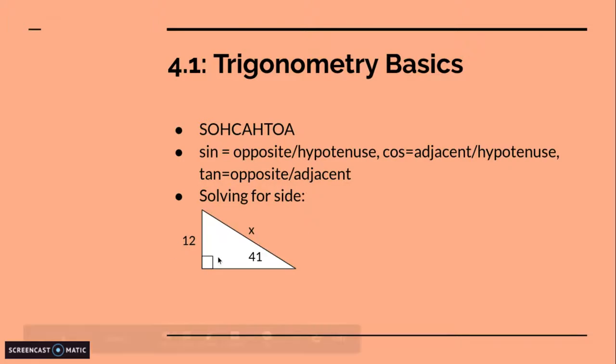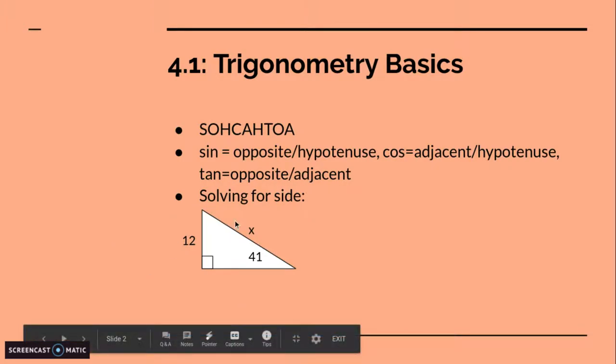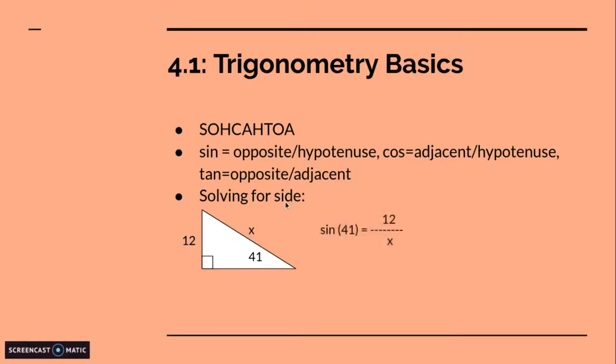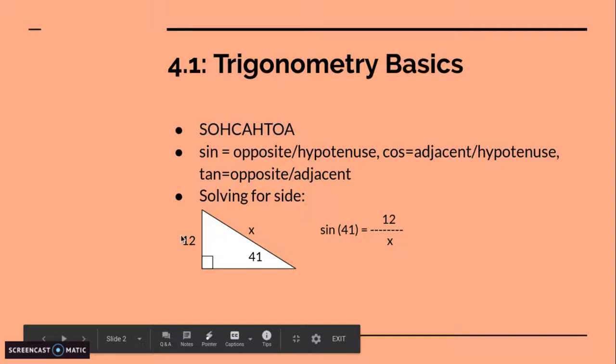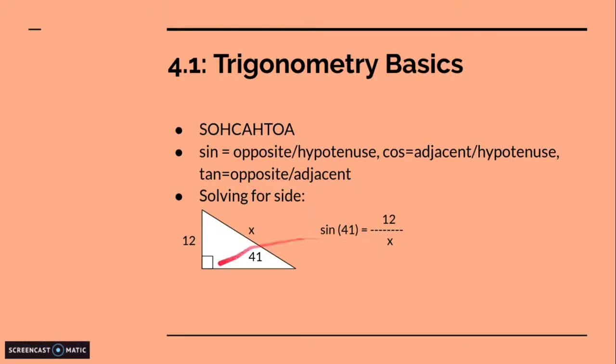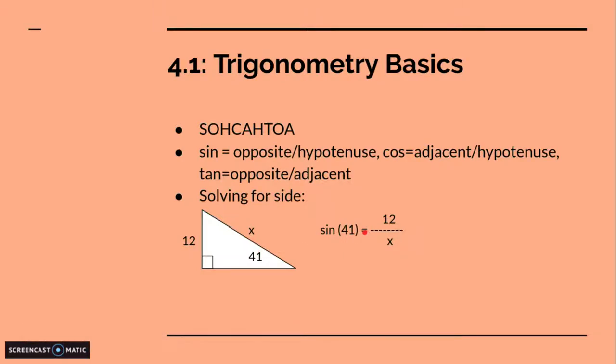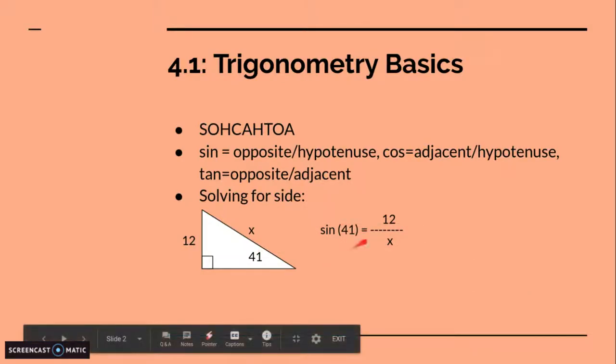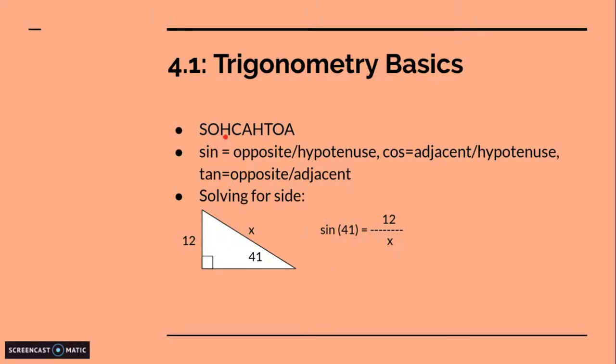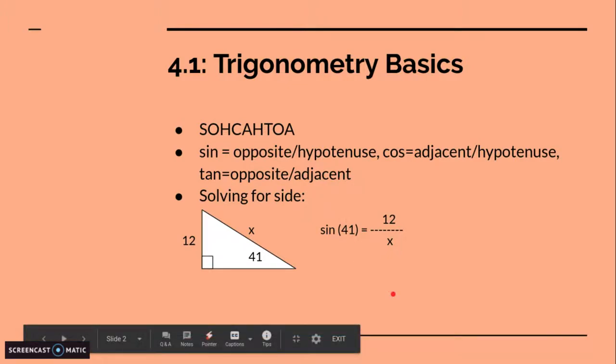And if you're solving for a side, and you can tell it's a side because x is over here on the side, you know that sine is what we use, because this is the opposite and this is the hypotenuse. We plug in the reference angle, and then we set it equal to the two things we know, and we do 12 over x because O over H. So that's how you would set that up.